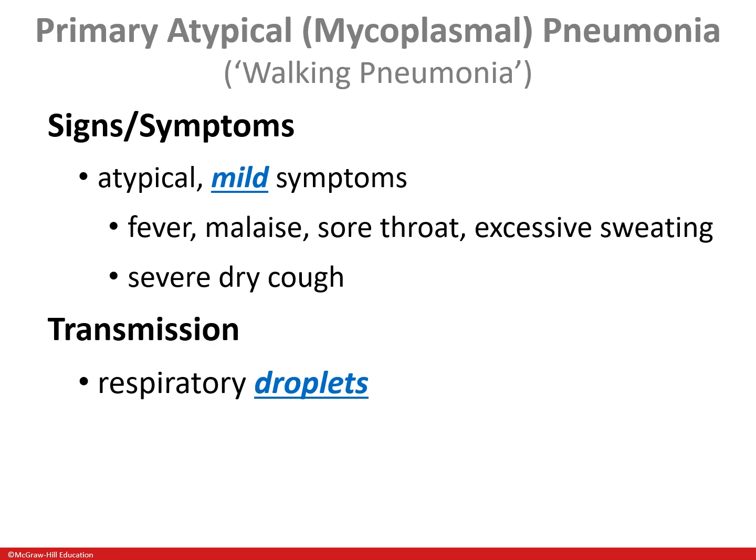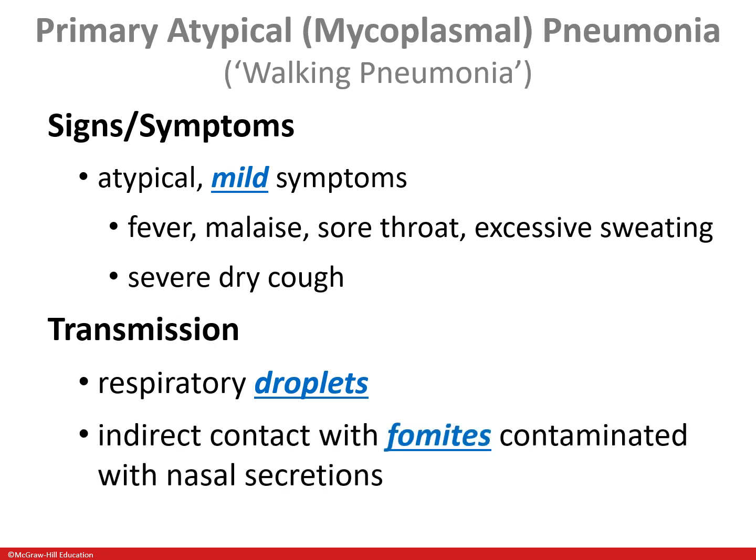So again, respiratory droplets are the primary mode of transmission, but it can also be transmitted through indirect contact. So again, if someone blows their nose and doesn't wash their hands and touches the remote or the door handles, things like that, then it can be transmitted by way of those fomites or inanimate objects.